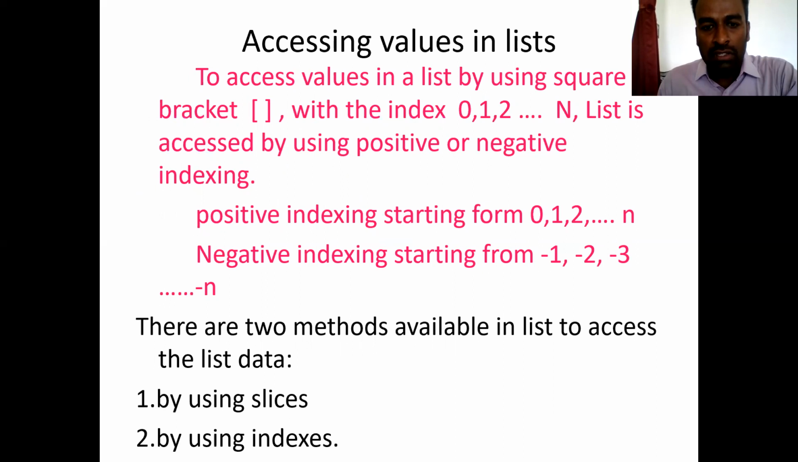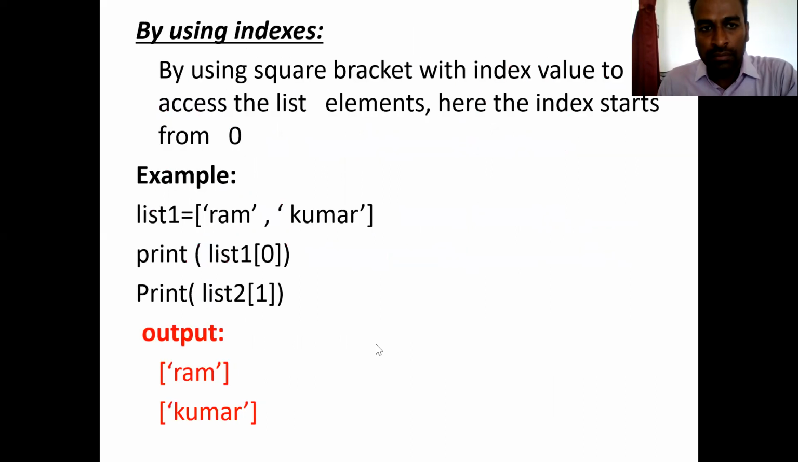If we use the positive index, it should start with 0, indexing from left to right. The negative index is from right to left. There are 2 methods available in the list to access the data, by using slices and by using indexes. How to access an element using indexes? By using square brackets and an index value to access the list elements, here the index starts from 0. So already we know that the starting index value is 0, right?